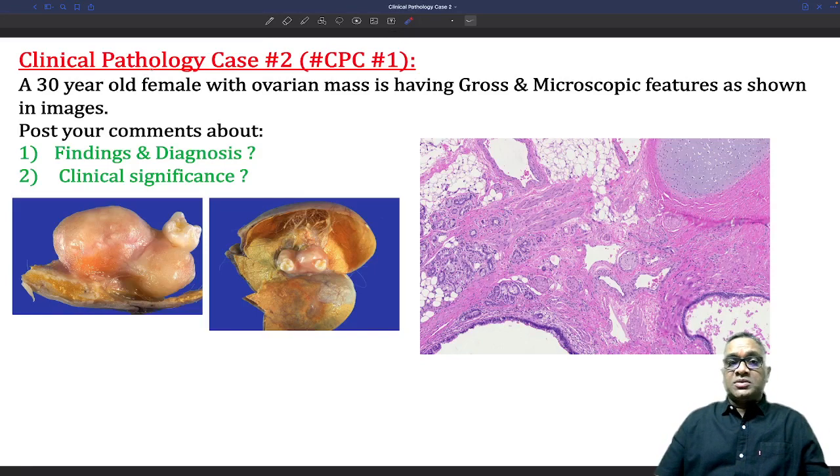This is a clinical pathology case number 2, where I am going to tell you about a 30-year-old female with an ovarian mass. Gross and microscopic features are shown here, and you have to tell about the findings, diagnosis and its clinical significance. So what are these gross findings? First I will show you.